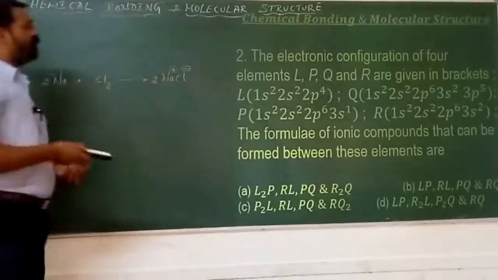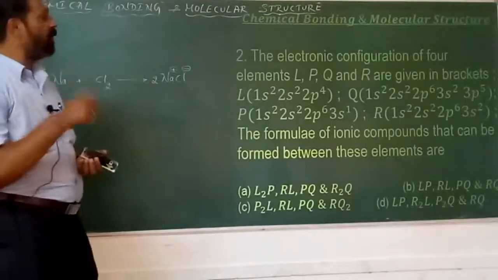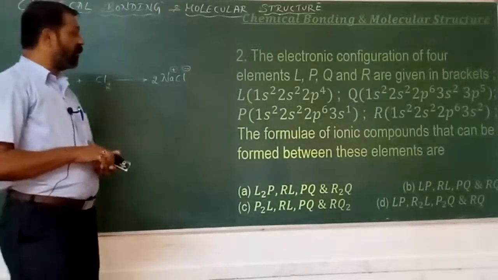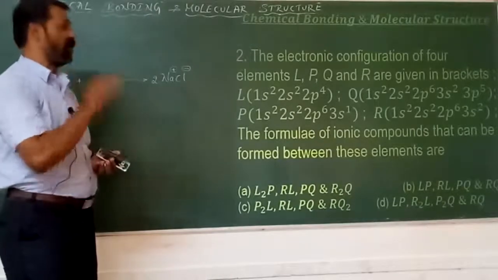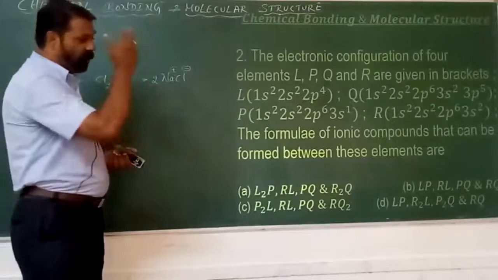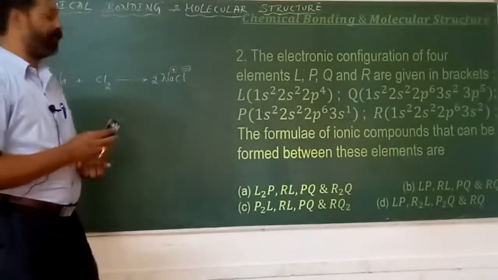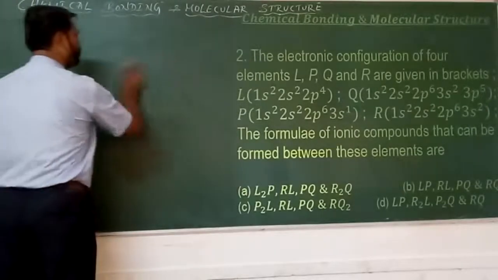Second one: the electronic configurations of four different elements, L, P, Q and R, are given in the brackets. They are the various electronic configurations for the four different elements. Now the formula of the ionic compound that is formed between these elements is what? So what can we expect between these?